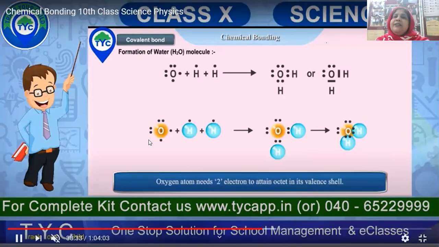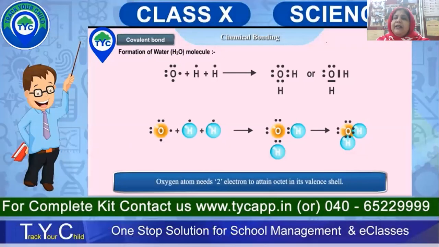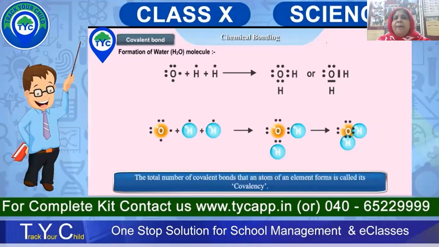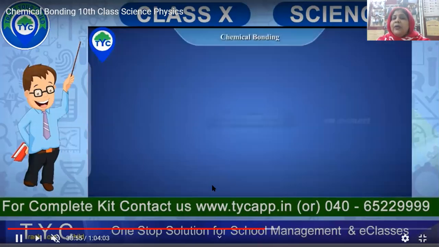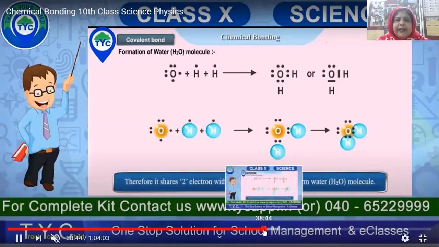So the electronic configuration of oxygen is 2, 6, and hydrogen is 1. Oxygen needs 2 electrons to attain an octet in its valence shell. So how is it getting those electrons? It shares its electron along with electrons from the other hydrogen atom and oxygen. That is how covalency comes about, by sharing. The total number of covalent bonds that an atom can form is its covalency.